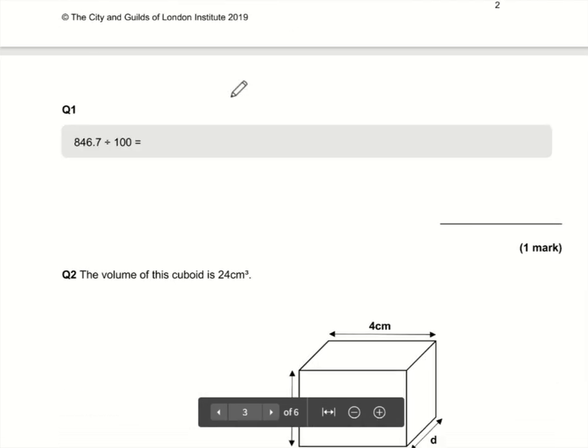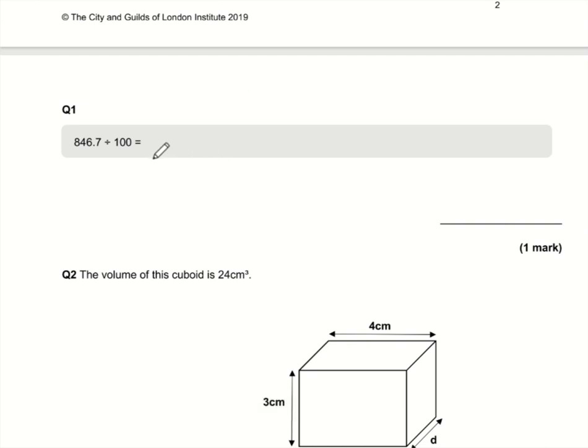So question number 1, we want to divide this number by 100. So we're going to be making it smaller. When we're dividing by 100, we are moving the decimal 2 positions because there are 2 zeros in 100. And if we're making it smaller, then that means we are moving the decimal point to the left. So if it starts here, then it will end at 1, 2, so 8.467.